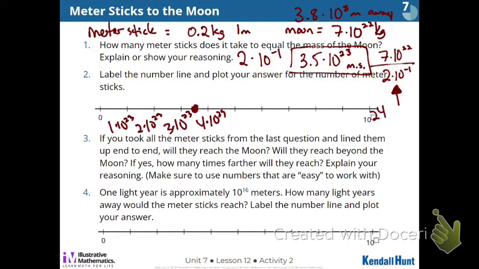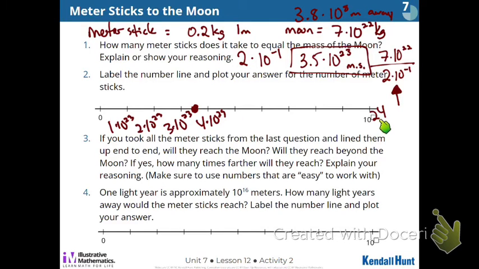So right there's how we got it. Let me review it again. One more time. We could do the 7 divided by 2 to get a 3.5. 10 to the 22nd divided by 10 to the negative 1 is 10 to the 23rd. Quotient property tells us I can subtract my exponents here. 22 minus negative 1 is 23.